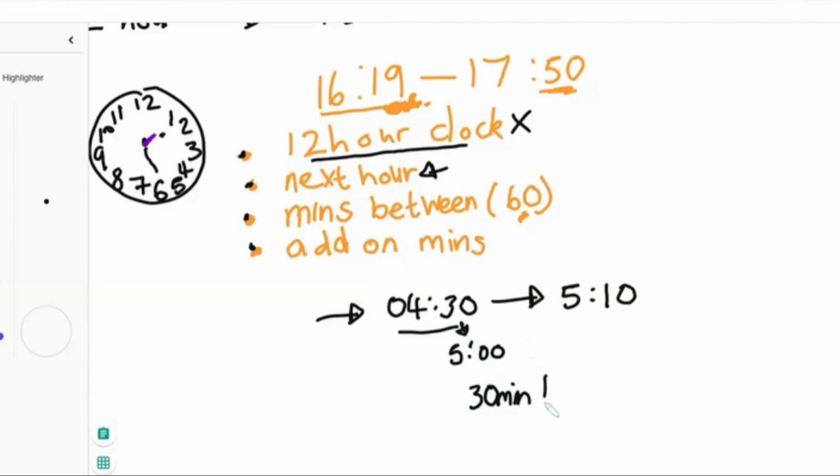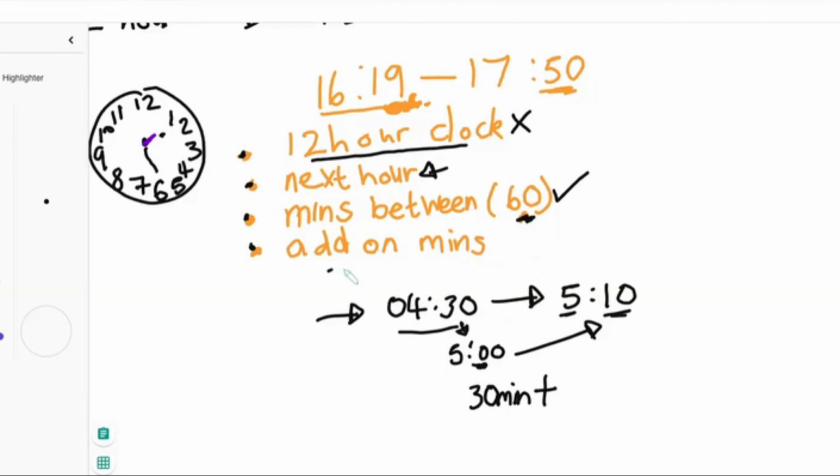Now this bit's nice and simple because we're going to simply add on, because don't forget we're at 5 o'clock already, but we have 5:10. So how many minutes do we need to add on? Look, we've done minutes between 60. We've done that already because we know we've got to 5 o'clock, which represents 60 minutes. So we've done that step already.